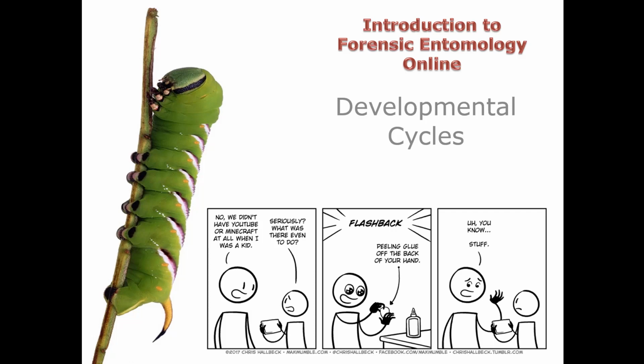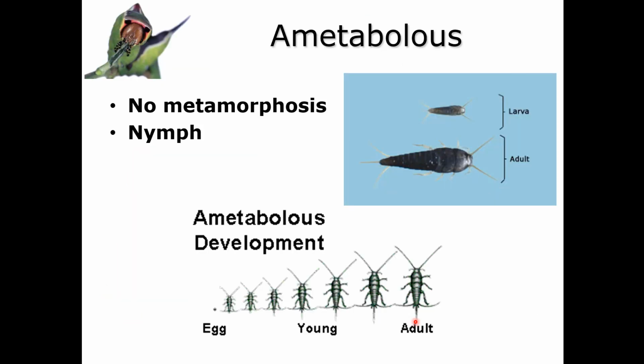Okay, if you remember from last time, I introduced you to the three basic types of metamorphosis: ametabolous, hemi or parometabolous, and holometabolous. Now we're going to take some time to look at each cycle individually. So let's start with ametabolous.